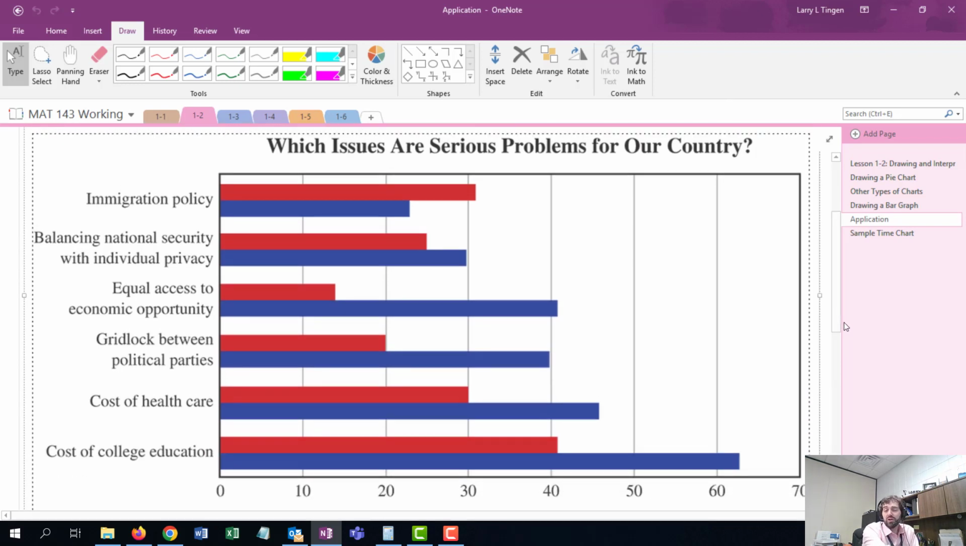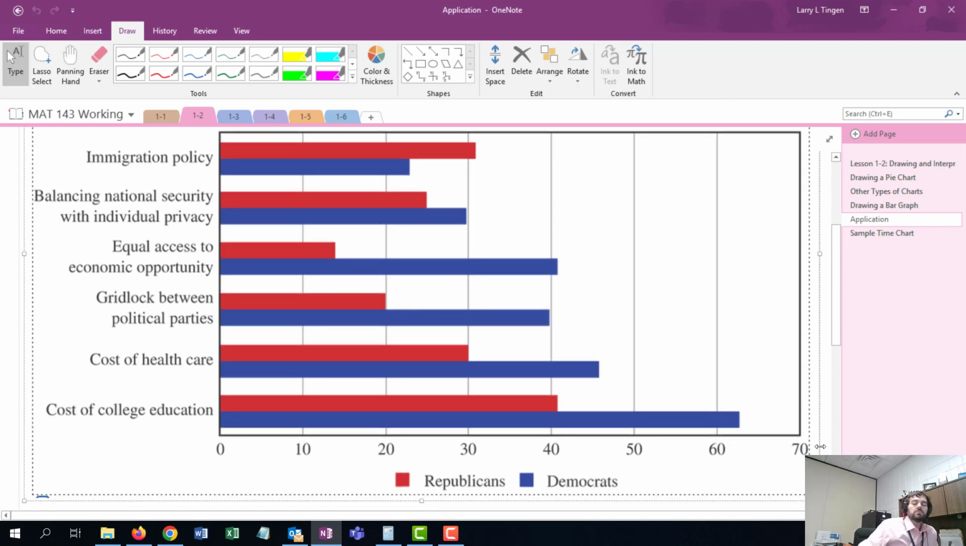Now, this is a different kind of bar graph, right? This is a multi-bar graph because each question, which of these are serious problems for our country, is split into, did the person self-identify as a Republican or a Democrat? Red is the Republican, blue is the Democrat. So immigration policy, balancing national security with individual privacy, equal access to economic opportunity, gridlock in the political parties, cost of healthcare, and then cost of education. So we can see how some of these more Republicans said are big problems for the country. In some cases, Democrats said that.